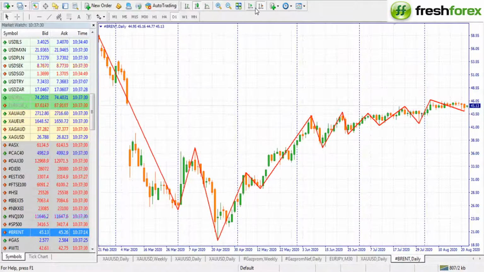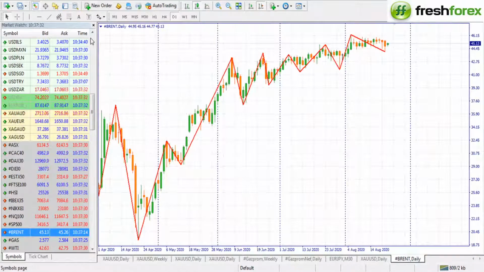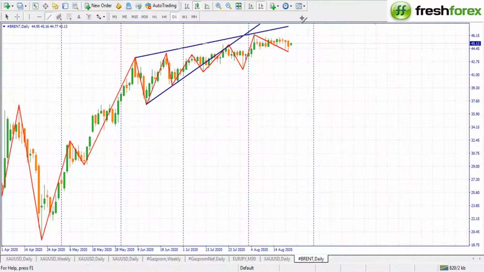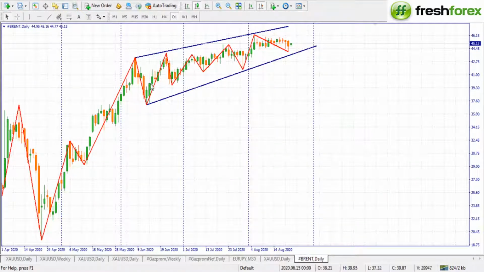So the next chart is Brent oil. Brent oil is consolidating. There is no clear direction as we are speaking now. We have that, and then we also have another one from the bottom. So you can see that the price is being held within two lines, the upper one and the lower one.